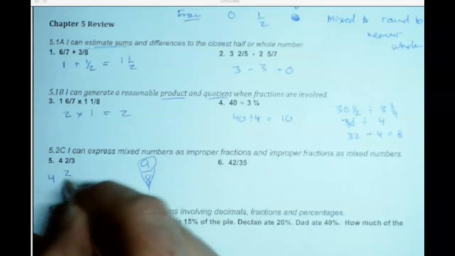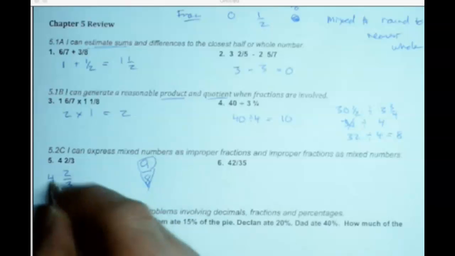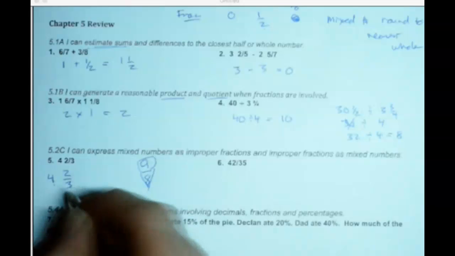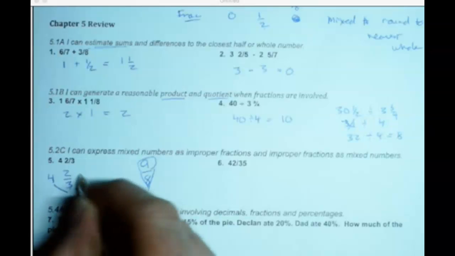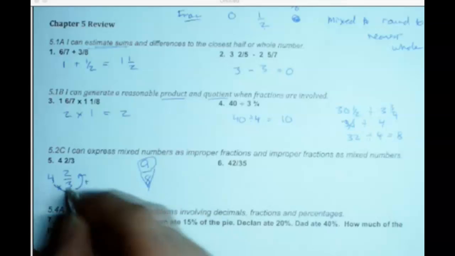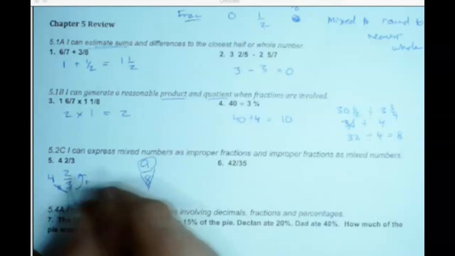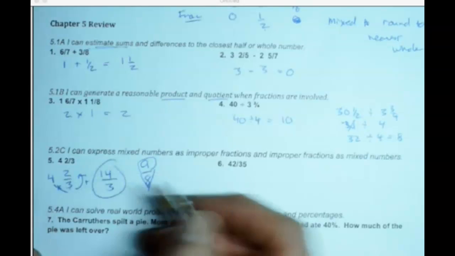I'm going to rewrite this as 4 2/3 so I can show you how to do this one more time. You multiply the wholes times the denominator and then you add in the top. I always put these marks like this to help me remember. Sometimes I put a plus and a multiplication sign there. 4 times 3 is 12, plus 2 is 14, and you keep the denominator. That one is 14/3.